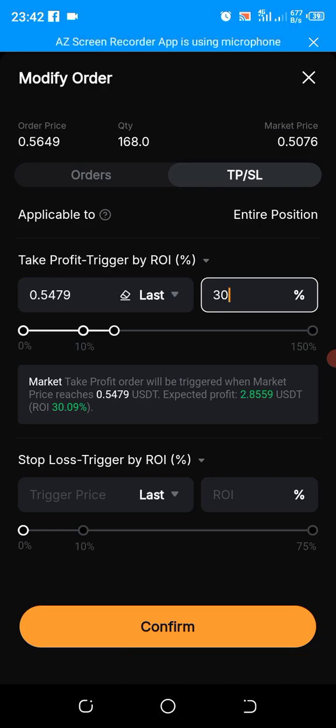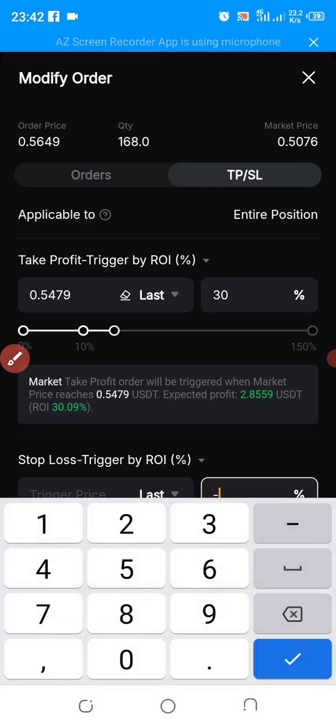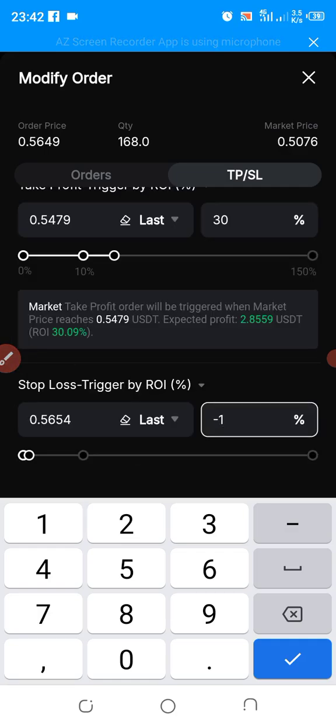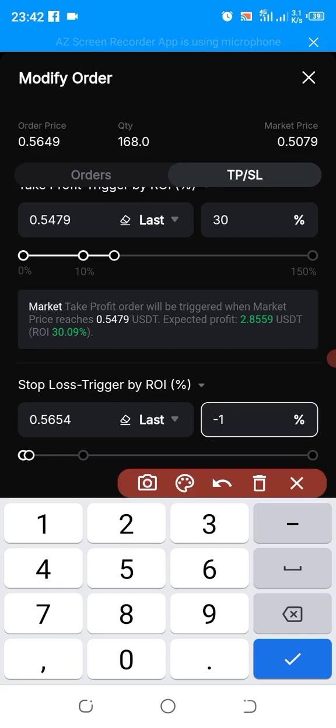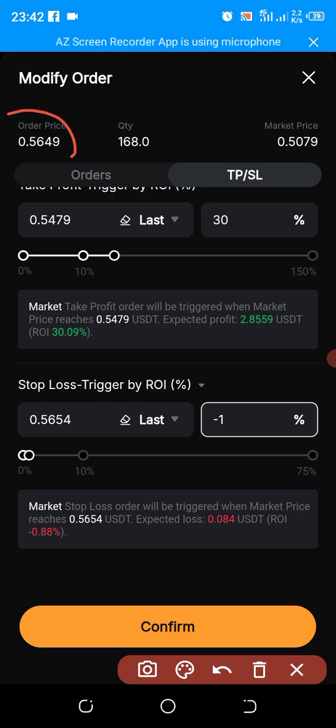Don't lose more than 1% of your capital. So just click on 1 here. You can see, I'm telling the price to stop my loss at 0.5654. This is the price I want to trade, but when the price reaches 0.5654, it will exit the trade for me. It will close the trade for me automatically, which means that I won't lose much.